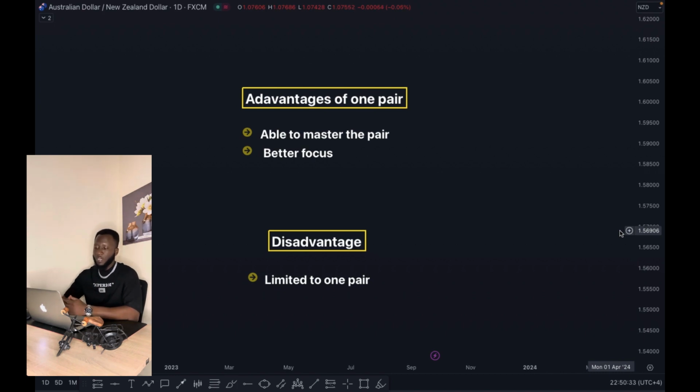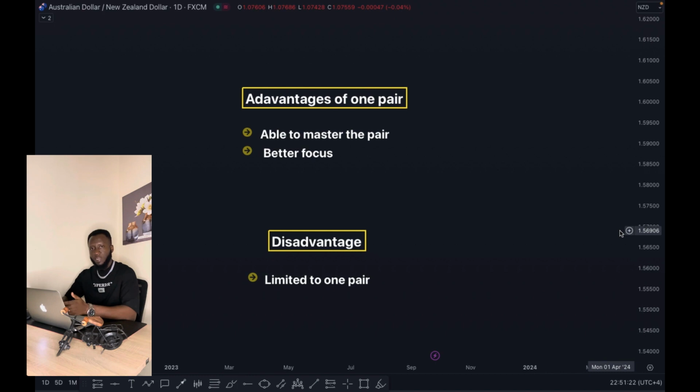So the first one is you are able to master the pair, right? And this is simply because this is the only pair that you are dealing with, right? So it becomes very easy and very simple for you to actually master the pair. This means you know the ins and outs of the pair, you know how the pair reacts at certain levels, you know that okay, with this pair, when we break the support and we come back as resistance, there is always this specific thing that happens.